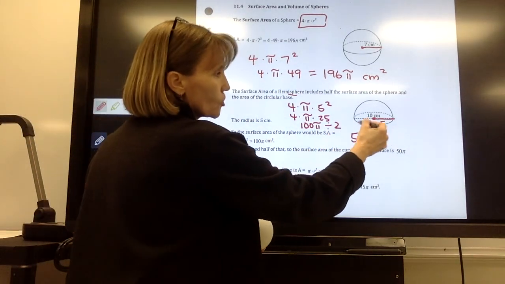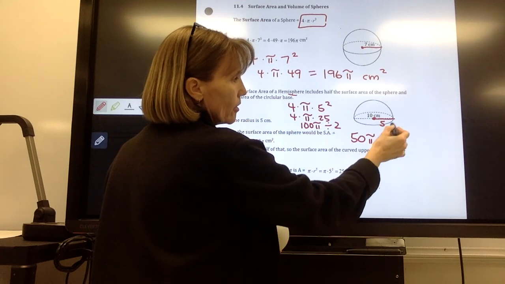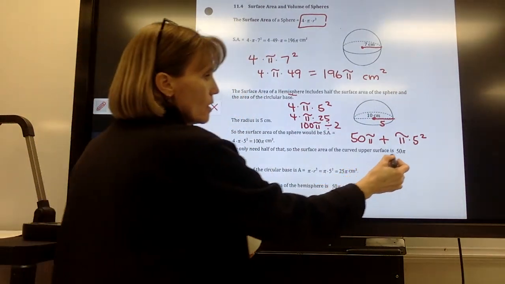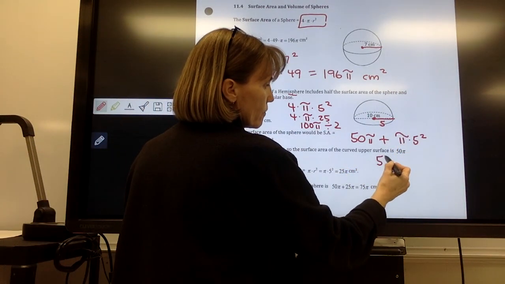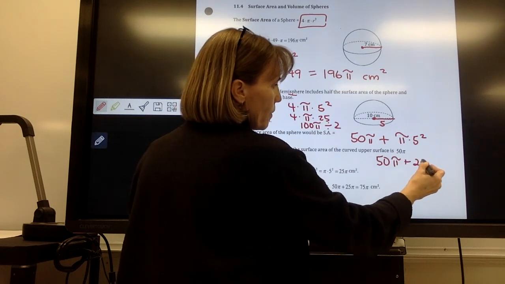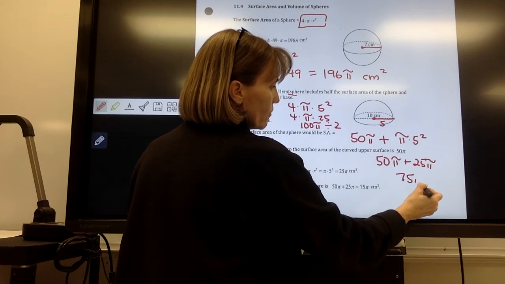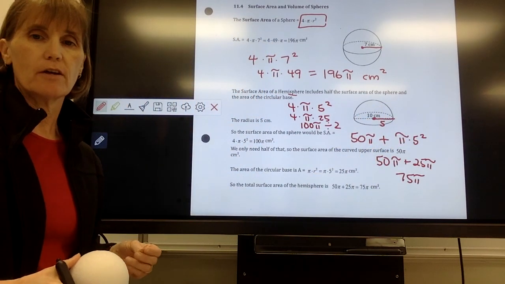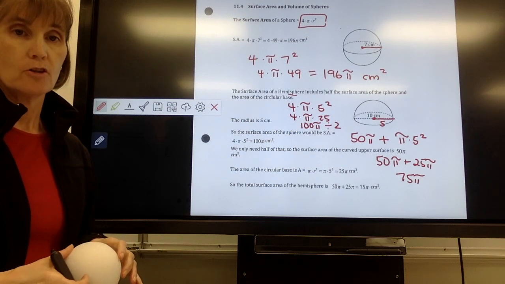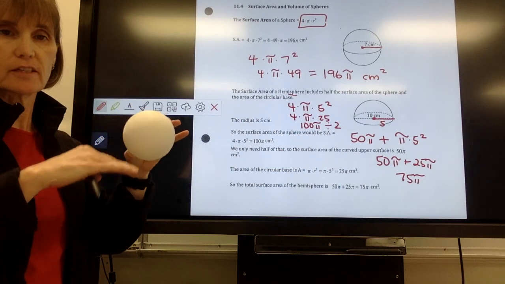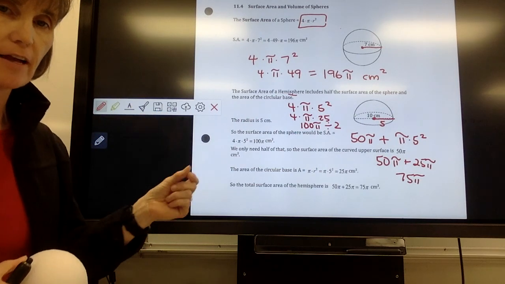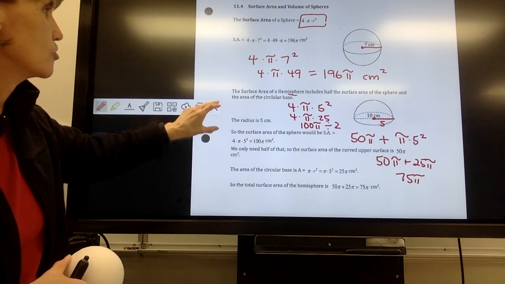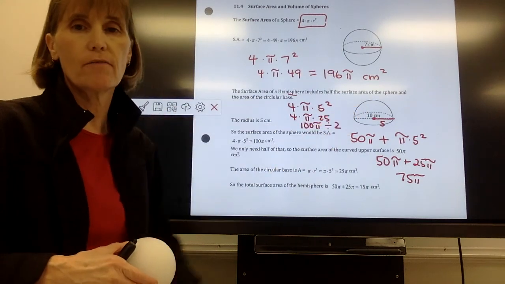But then I've got this flat circle on the bottom. So I've got to add in the area of the circle on the bottom. That'd be pi times radius squared. This would be pi times 25, 50 pi plus 25 pi, and we get a total of 75 pi. Altogether, that hemisphere has a surface area of 75 pi, okay? It's because we have to count the flat surface that the hemisphere is sitting on, and that flat surface has a circular shape. So think about that when you're looking at your pictures, whether you have the whole sphere or just half a sphere.